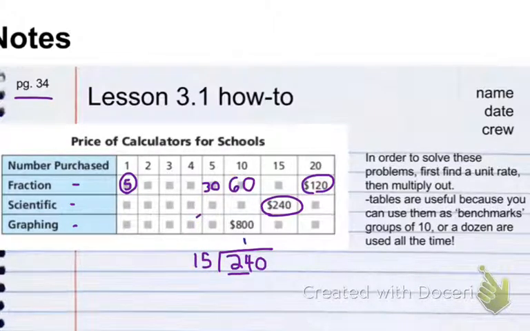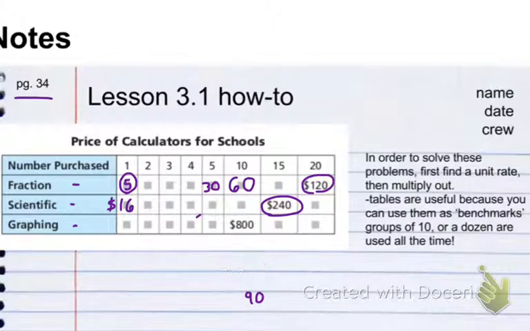We divide by 15. That's right. And if I divide by 15, I get 90. And I know that 15 goes into 90, well, 2 15s make 30, and 4 15s will make 60, and following that pattern, I get 16. So each scientific calculator costs $16.